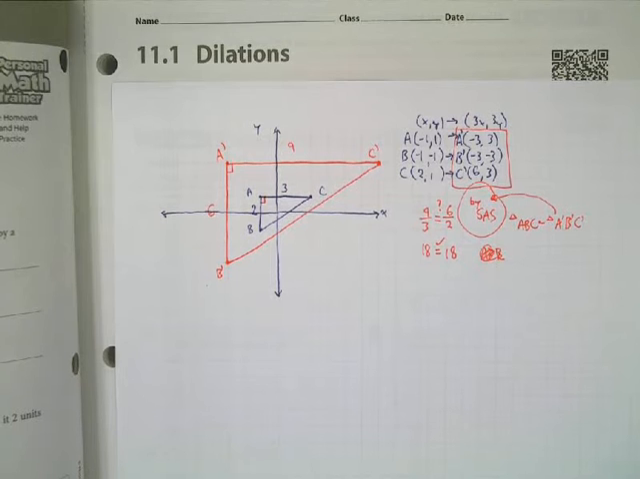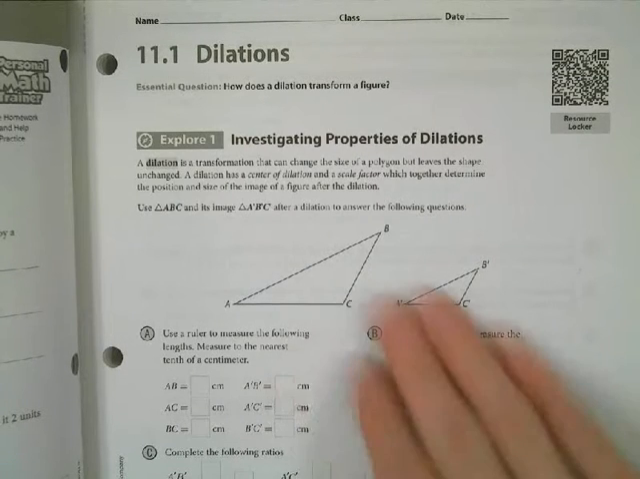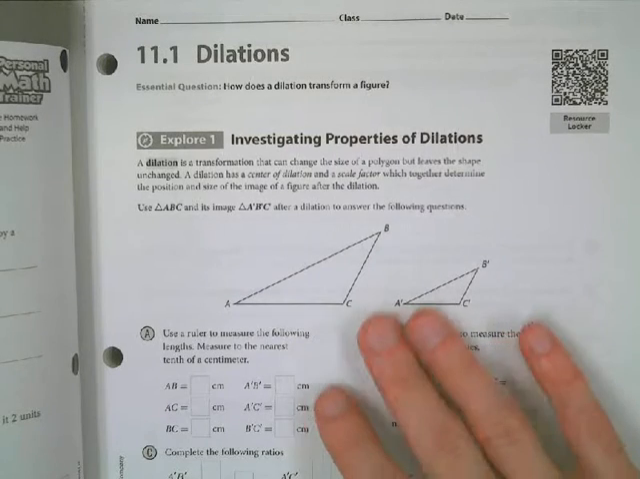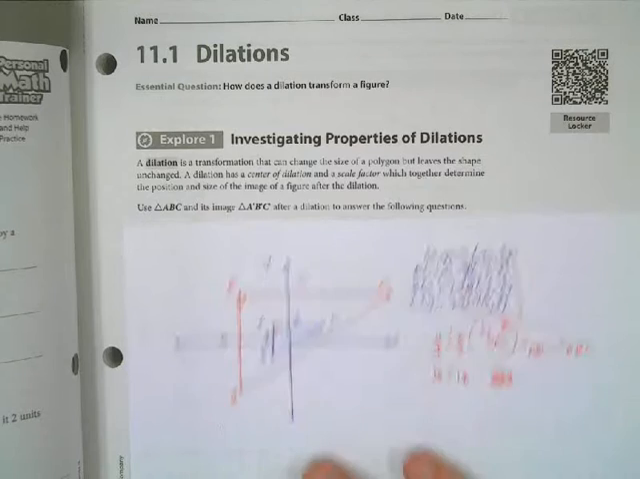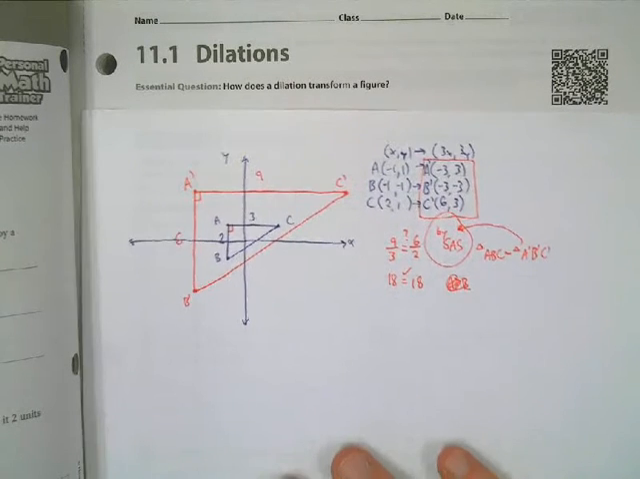The majority of the dilations that we do in the coordinate plane will be centered about the origin. Just like when we did the rotations, we always rotated about the origin. That was the center of rotation. Here, the center of dilation is generally going to be the origin. When we do some more freehand dilations, we'll find a center of dilation in a different way.